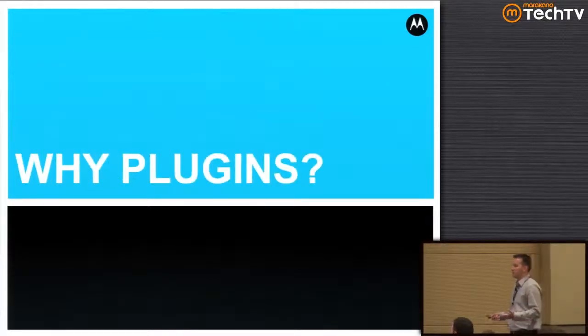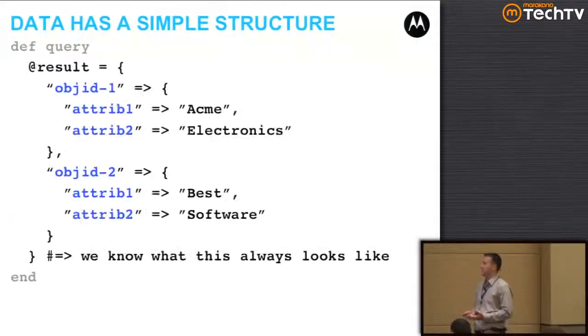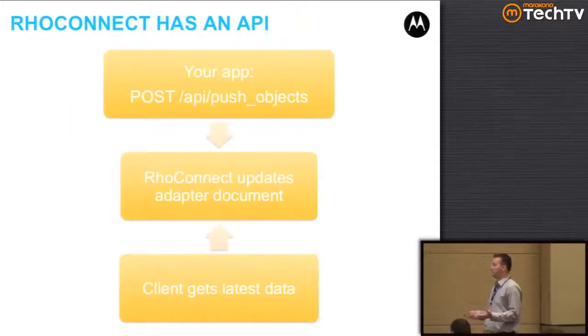So why plugins? Well, plugins are simpler. Why are plugins simpler? If we look at this example, we have a pretty straightforward structure here. It's just string object IDs and string attributes in a nested hash of each object. So we always know that this structure is going to be there for us. We know what this always looks like.